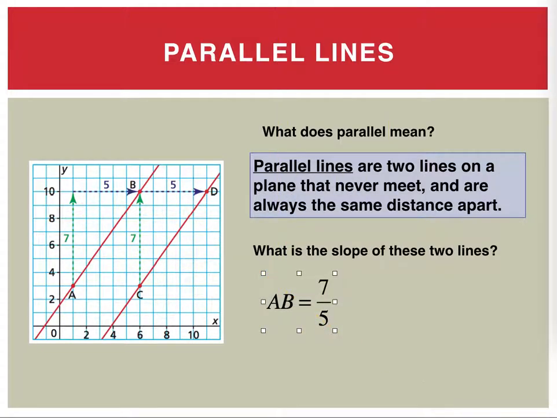Now the slope of CD, if I look at it there, is also up 7 over 5. So the slope of CD is also 7 over 5. So here, what we're supposed to notice, and I am sure some of you have, is that the slopes of parallel lines have to be the same. They have to be exactly the same. So if I'm told that a line has a slope of 4, then a line parallel to it must also have a slope of 4.